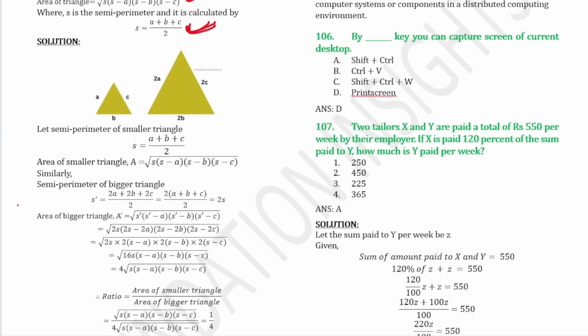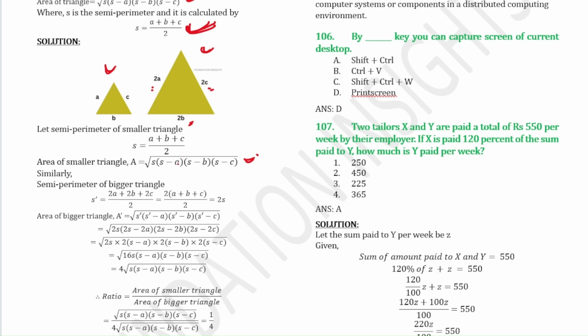So in this question, okay, there are 2 triangles given. So this is a smaller triangle, this is the bigger triangle. The bigger triangle is twice the side of each side of the smaller triangle. So if this is A, this will be 2A. If this is C, this will be 2C. And if this is B, this is 2B, okay? So firstly, we will find the area of the smaller triangle. So for the smaller triangle, its semi-perimeter will be A plus B plus C divided by 2, right? And then for the smaller triangle area, it will be this one, this formula.